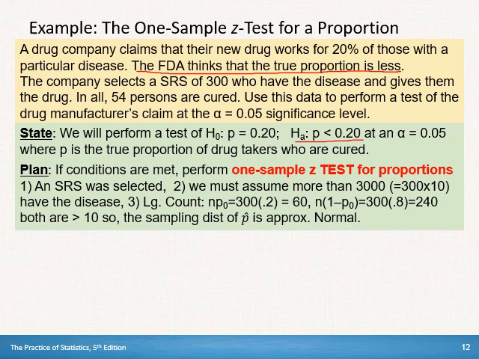All right, so we're going to do a one sample Z test for proportions. They selected a random sample, an SRS. We have to assume that there are more than 3,000 people with this disease. The large count is N times P naught and N times 1 minus P naught. Remember, we're not doing the P hats there. We're doing the P naughts because we're assuming the P naught is true until we know otherwise. All right, so both of those are greater than 10. So the sampling distribution of P hat is approximately normal.